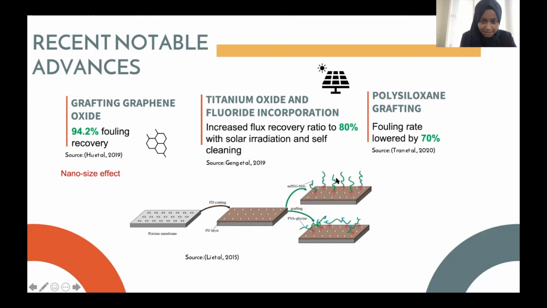So these graftings, as you can see, will have these charges that are very suitable, the desired charges for attracting and repelling the target materials or the pollutants, to facilitate the desired purification. So in this grafting, there's graphene, titanium oxide and fluoride, and then polysiloxane. There are many different types of grafting that have been studied over the years, but these are the three recent advances that I found very outstanding.